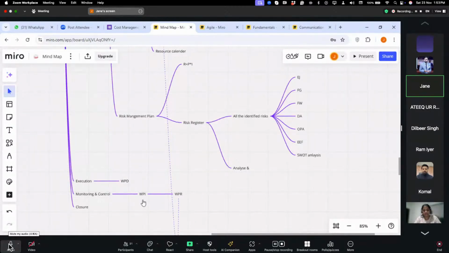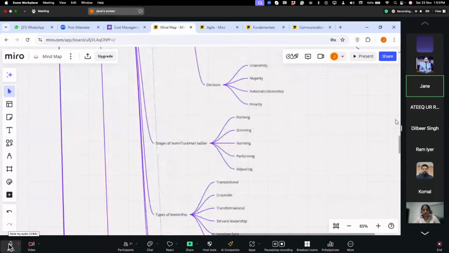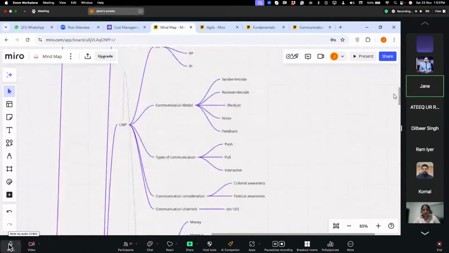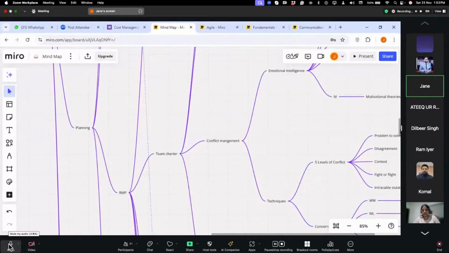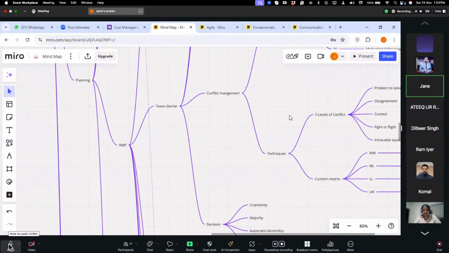And this work performance information is combined into a work performance report by the project manager, and this is shared with all the stakeholders according to the communication management plan. So this is about the communication management plan. And then we have the resource management plan.